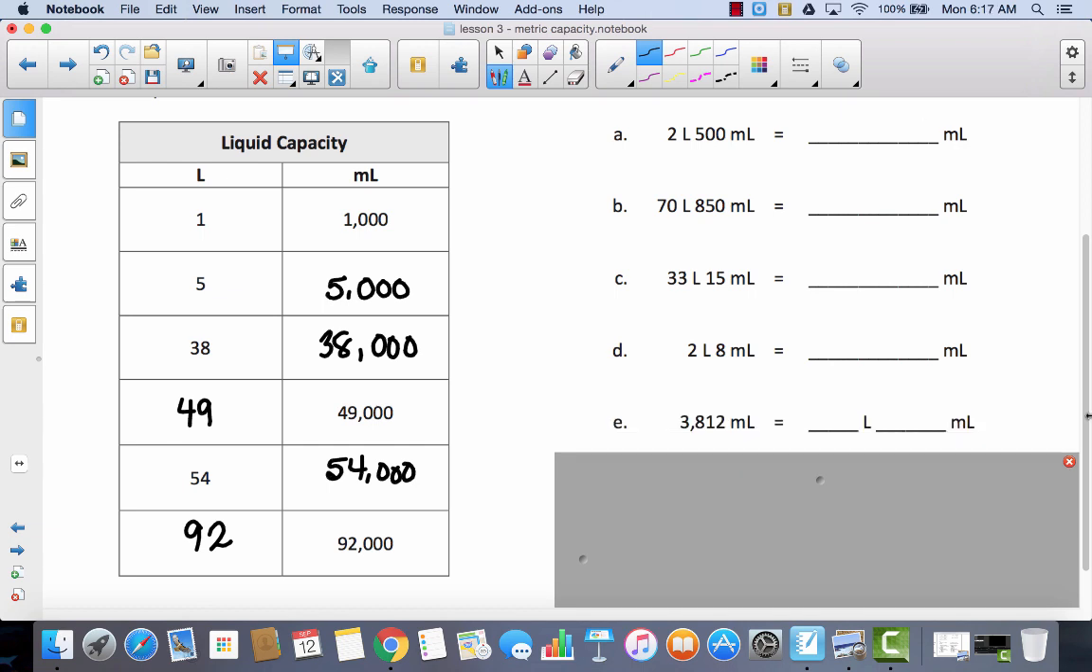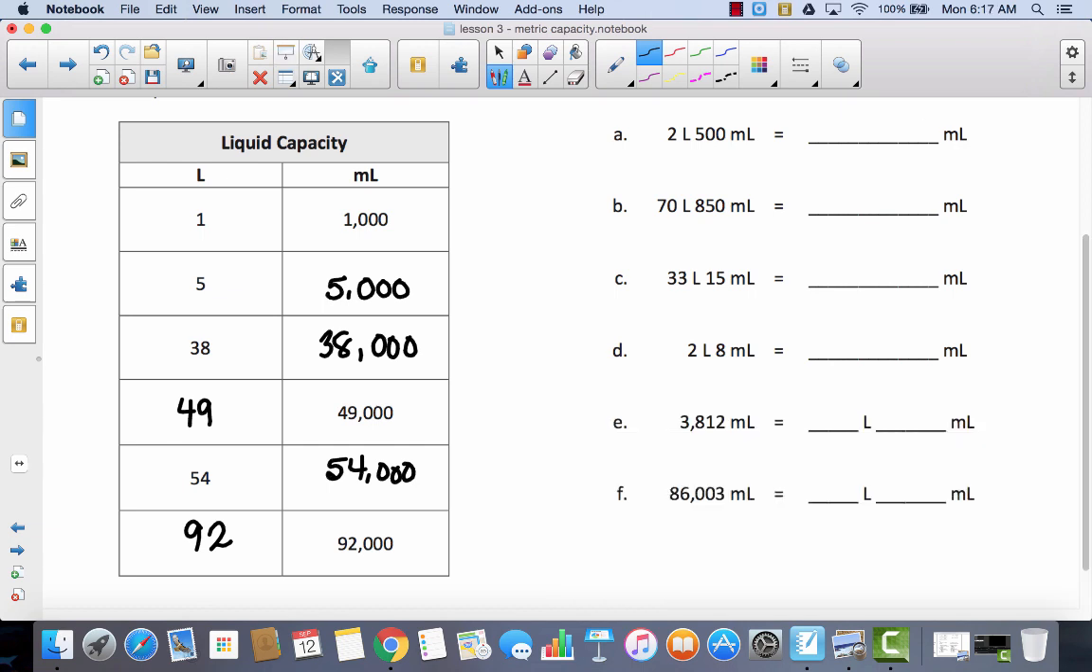And now we're going to do a little bit more conversion, but we're going to do a little bit of mixed converting. So if I've got 2 liters and 500 milliliters, well, if I know that 2 liters is equal to 2,000 milliliters, then this will be equal to 2,500 milliliters. All right, so if I have 70 liters, 850 milliliters, that would be 70,850 milliliters.